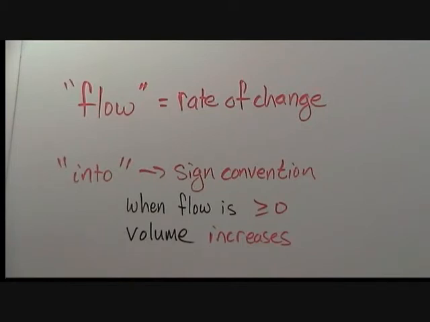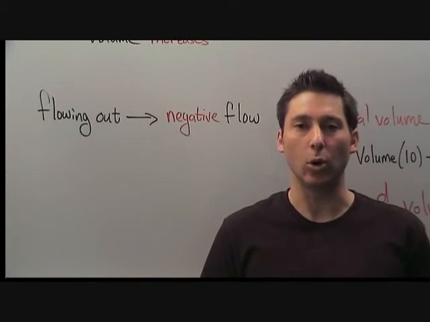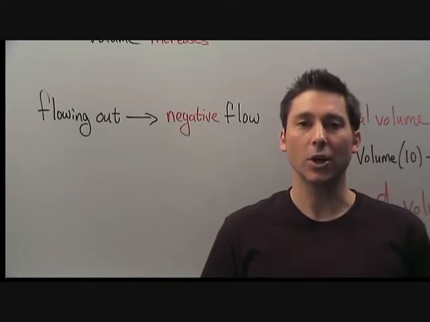Flow represents a rate of change. In this problem, it is the rate of change of volume. The word "into" represents a sign convention. What this says is that when the flow is greater than or equal to 0, the volume increases. For part A, we must find the time intervals when water is flowing out of the pool. The sign convention tells us that we need to find when the flow is negative. Let's go figure that out.